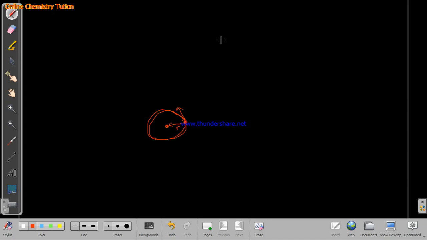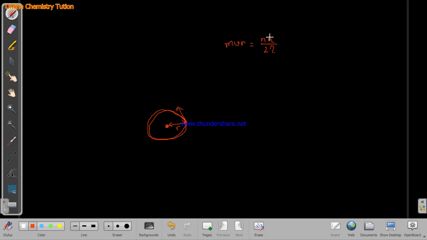According to Mr. Bohr, when an electron moves around an orbit, the radius of the electronic path or orbit is not arbitrary. Its radius will be bound by the quantum mechanical law, such that the angular momentum of that electron, that is mvr, equals nh by 2 pi. We know it from our previous video, Bohr atomic model.